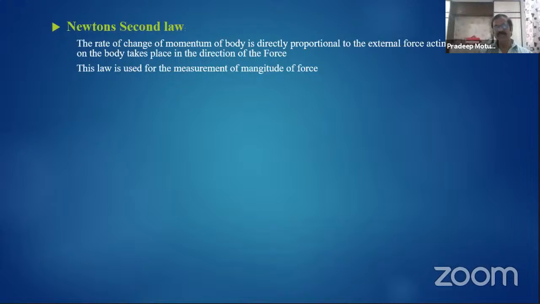This law is used for the measurement of the force. Just see, in the case of the first law, it explains the force. The first law explains the concept of force. Now the second law is used to measure the magnitude of force.